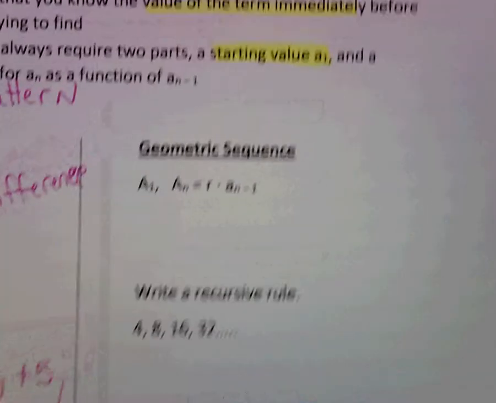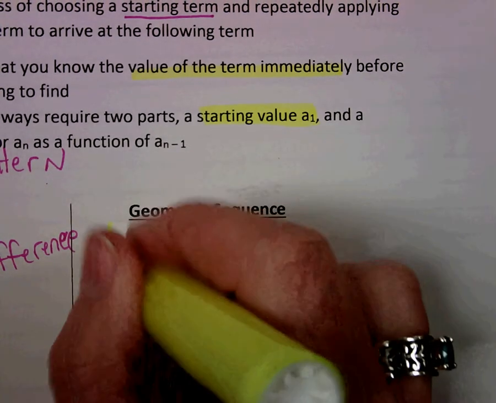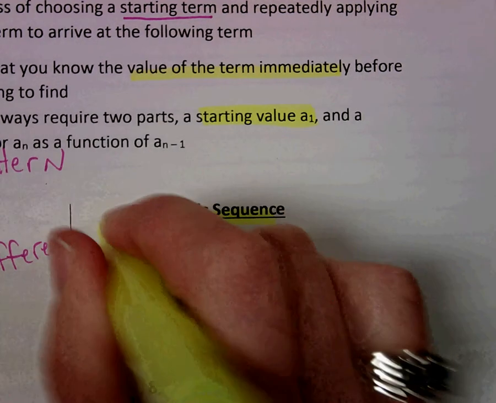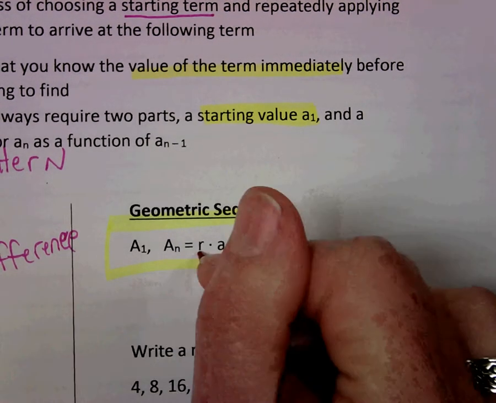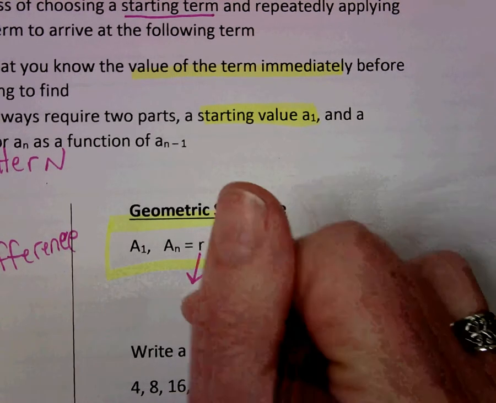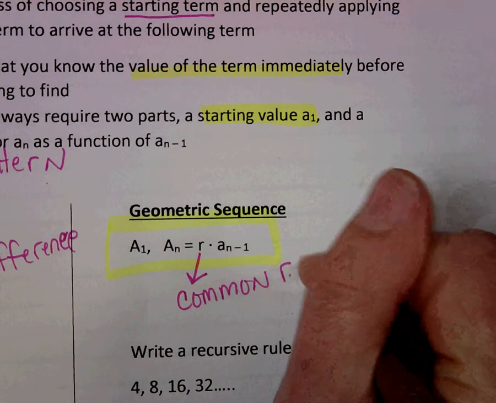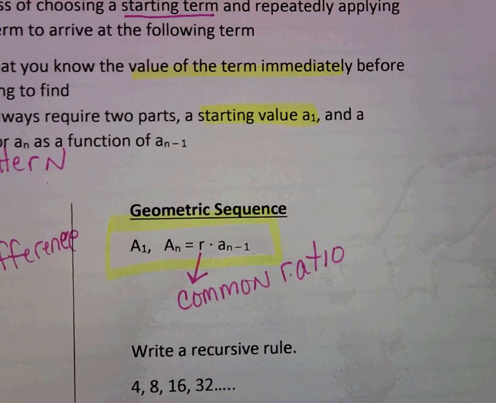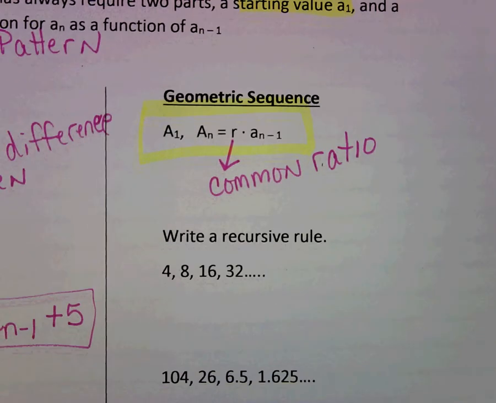So let's look at geometric sequences. A geometric sequence is exactly the same, except we have to take into account that instead of having that common difference, that adding or subtracting pattern, we have a multiplication pattern, that common ratio that happens between each term. So that's the only difference. Instead of adding or subtracting something, we're going to be multiplying by a number.